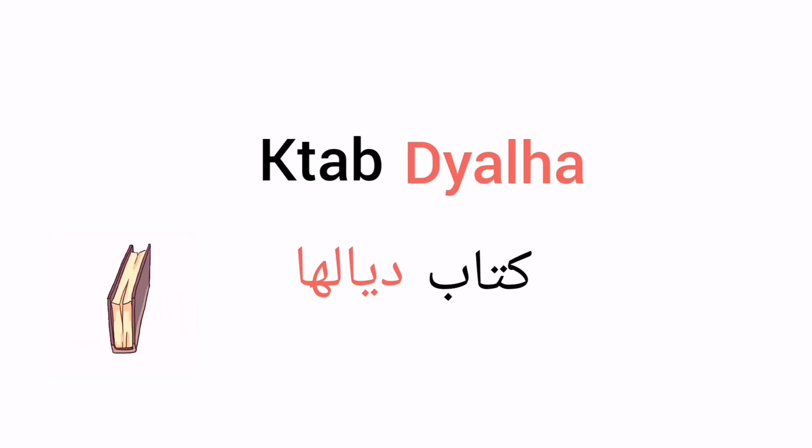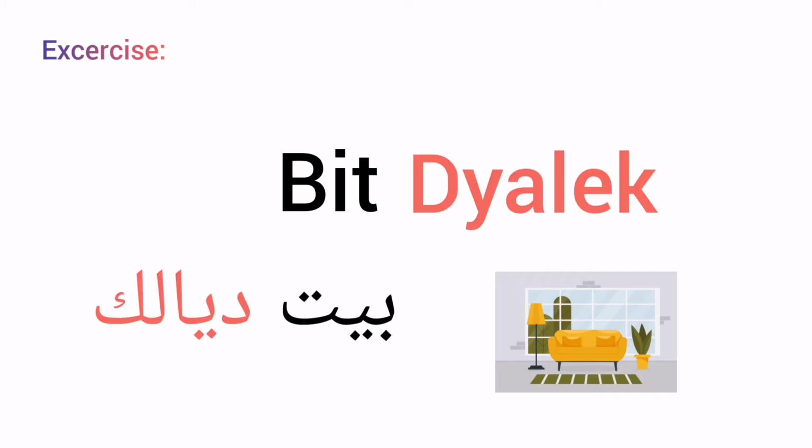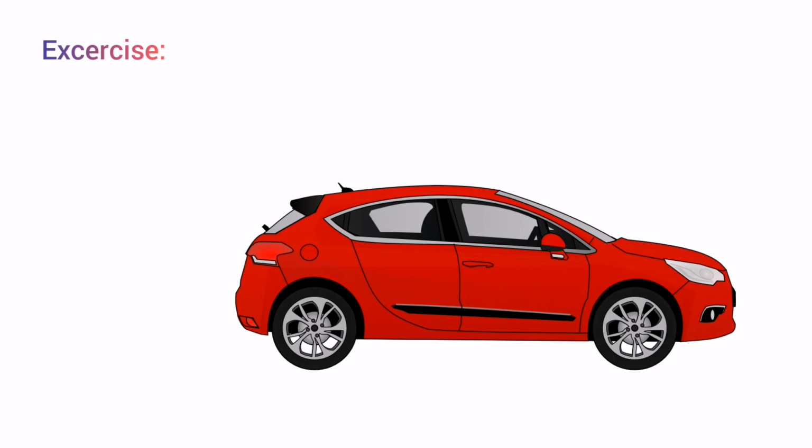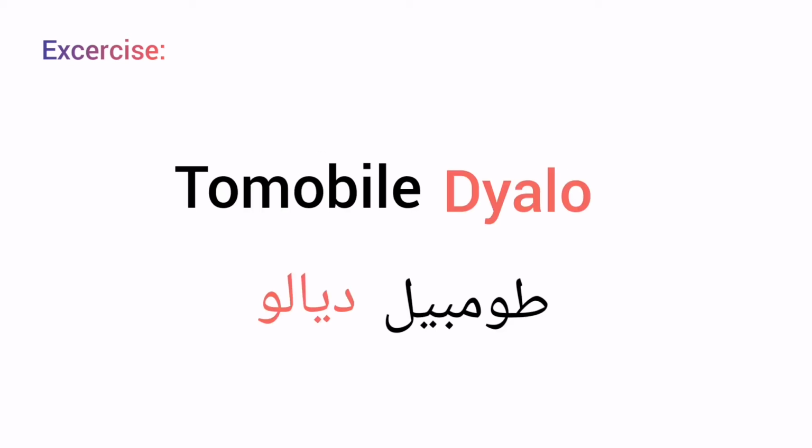And now I'm gonna give you a quick exercise. We have the word bit, which means a room. I want you to guess, how can you say your room in Darija? It is bit ديالك. Awesome! I really want to give you another exercise. So a car in Darija is طوموبيل. So how can you say his car? طوموبيل ديالو. Very good.